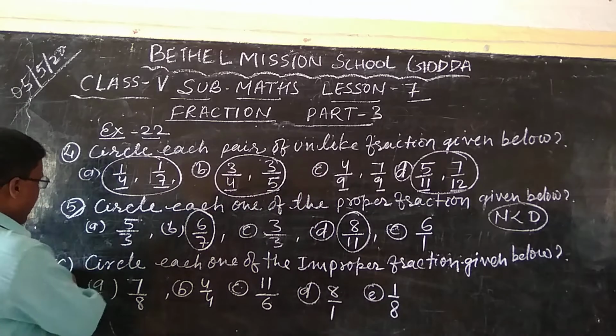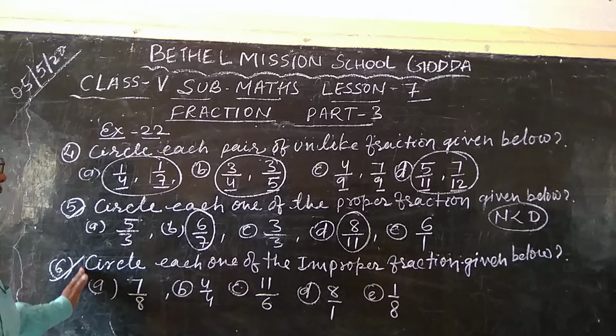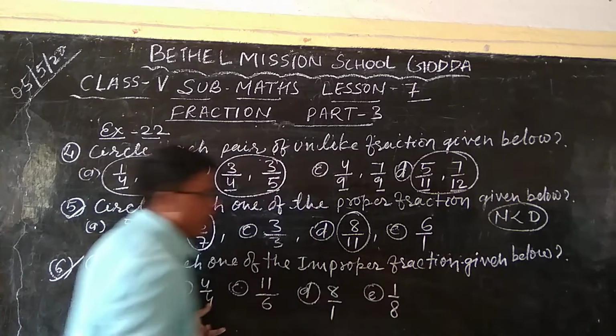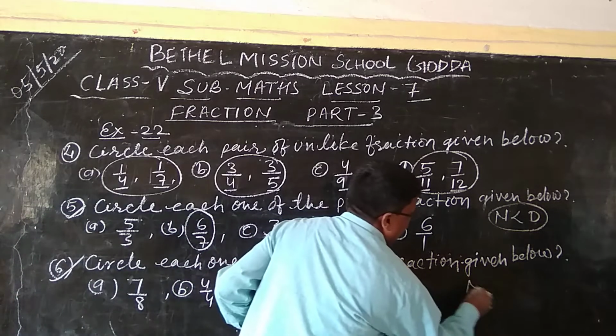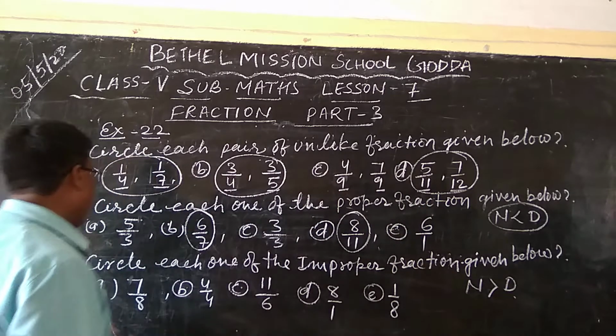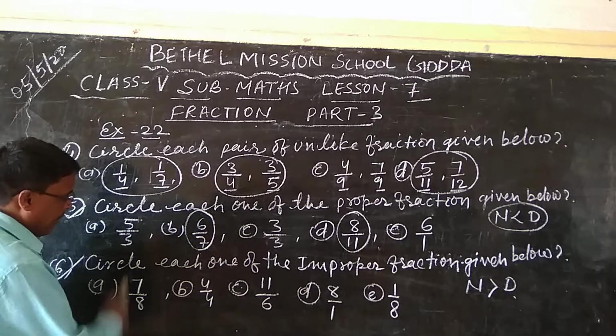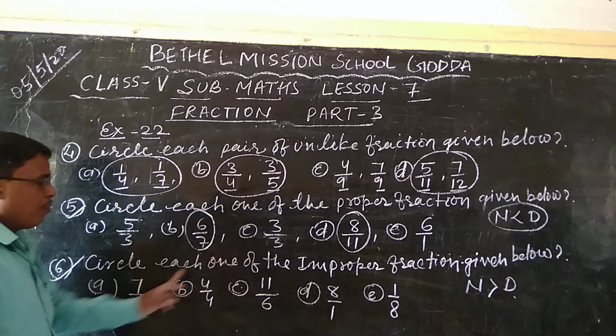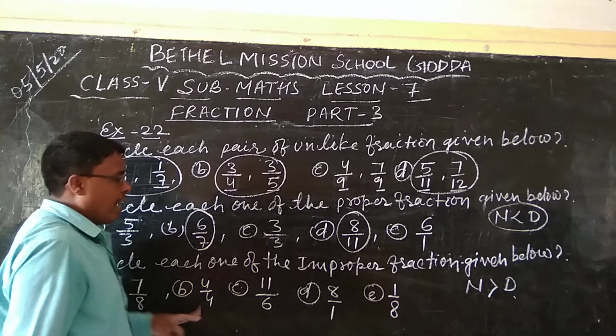Next, question number 6. Circle each one of the improper fractions. Improper fraction means the numerator is more than the denominator. So see here, 7 by 8. 7 is less than 8. 4 by 4, so equal.